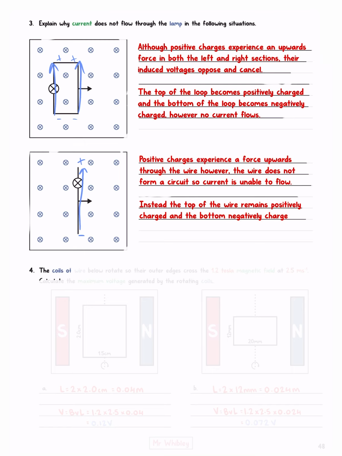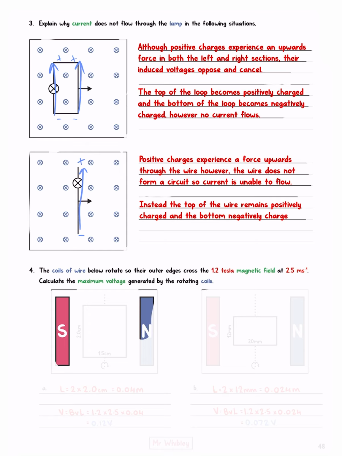Question 4. The coils of wire below rotate so their outer edges cross the 1.2 Tesla magnetic field at 2.5 meters per second. Calculate the maximum voltage generated by the rotating coils. In our first situation, we have our south and north poles. We have a loop of wire that is 2 centimeters by 1.5, and we see that it is rotating in the clockwise direction. The sections of wire contributing to our voltage are these two sections here.